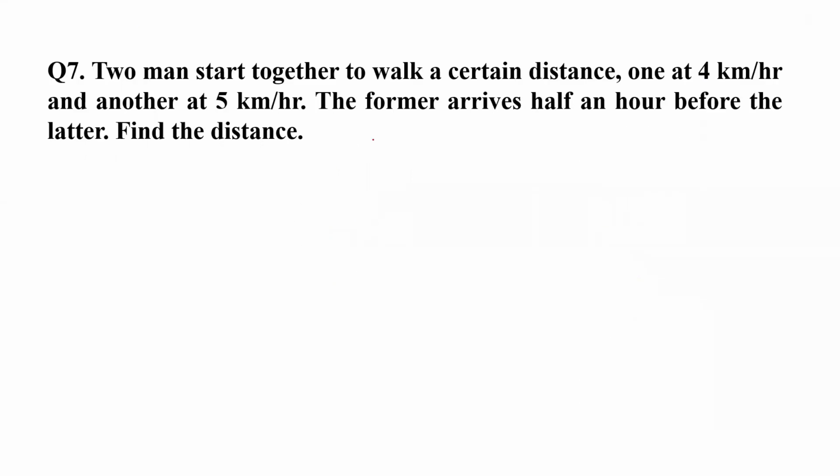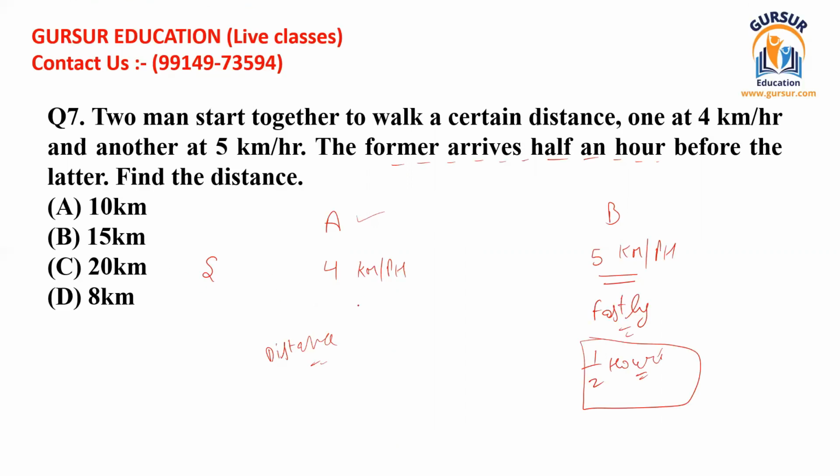I will show you how you can solve these kinds of questions. It seems to be very difficult, but let me assure you that this is going to be very easy. Now, distance we don't know, but we can assume that the distance is x. If we take the distance to be x, then we can easily find the time taken by them.